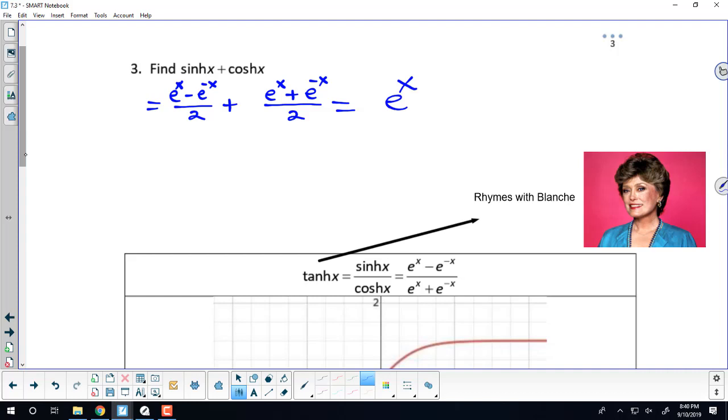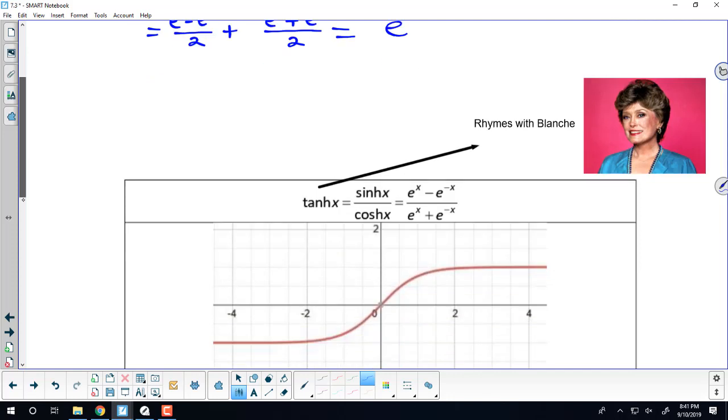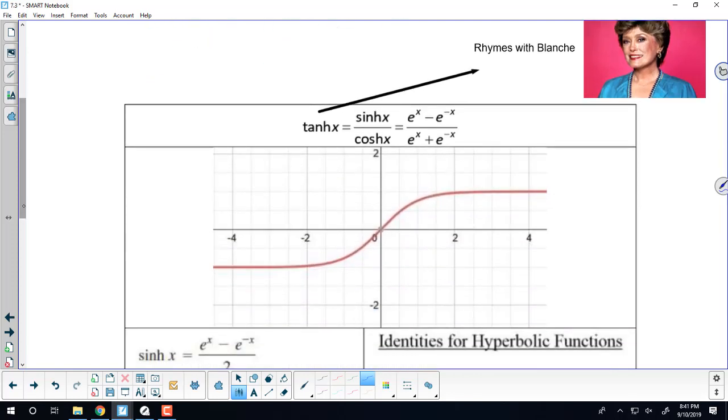Hyperbolic tangent rhymes with Blanche. So it's tanh. You say either way, tanh or hyperbolic tangent. I don't think there's a universally agreed upon language. But again, how is that defined? We could look at sinh over cosh and just figure out that it's (e^x − e^(−x)) over (e^x + e^(−x)). So that's how we would actually define the hyperbolic tangent. And here's the graph. You're not responsible for these graphs, by the way.